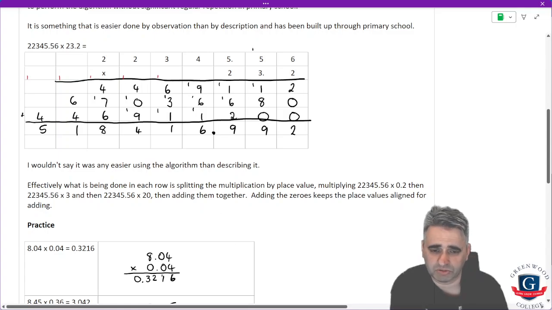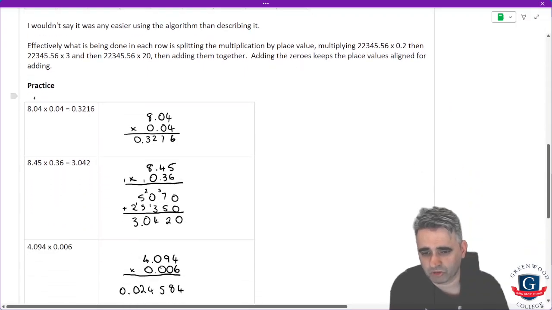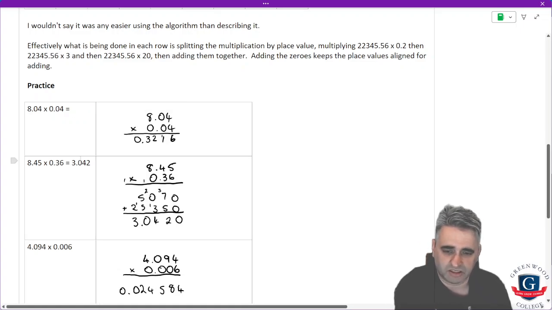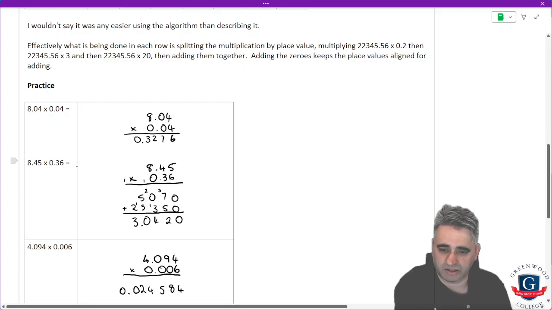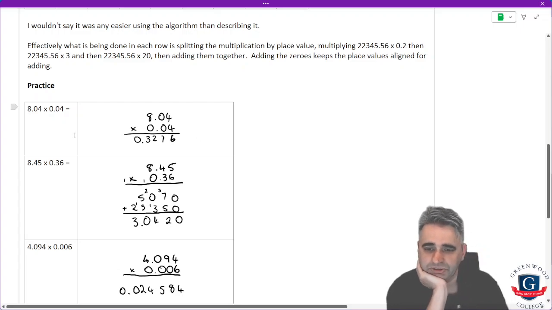Now, whilst you won't often do a number that's that big, you may more often do smaller numbers like these. You can see here, I have gone and written the answer to check that I am correct. Let's try and do some.